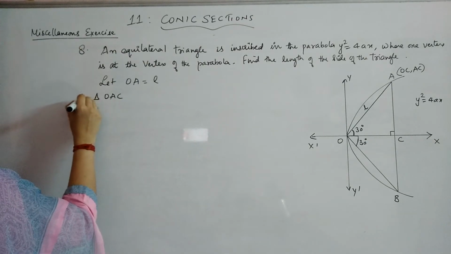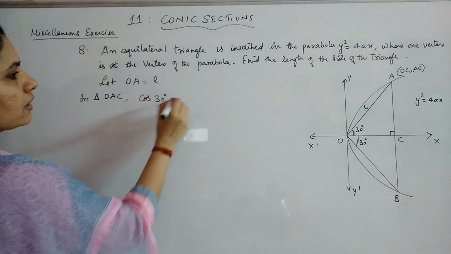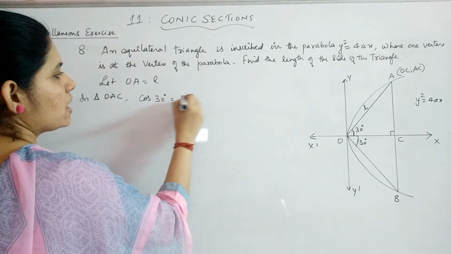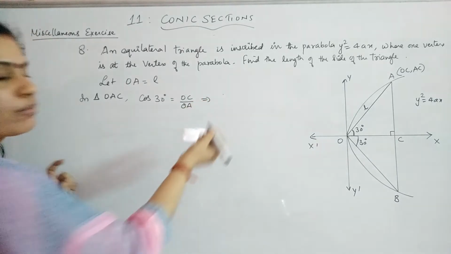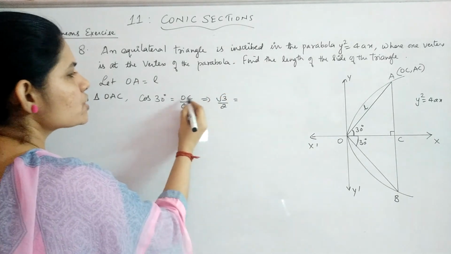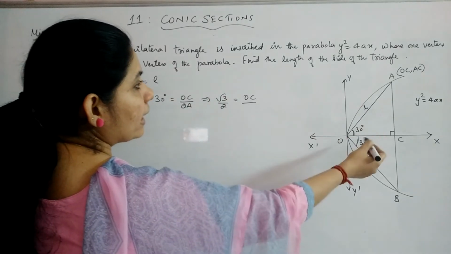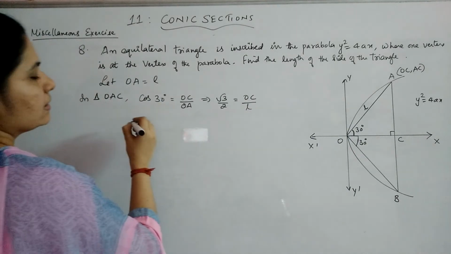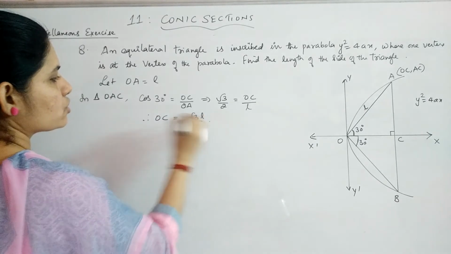Okay, so in triangle OAC, what will be cos 30 degree? It is adjacent side by hypotenuse. Adjacent side is OC, hypotenuse is OA. That means cos 30, which is √3 by 2, is equal to OC, which we don't know, by OA, which is taken as L. So from here we can find OC. Therefore OC is equal to √3 L by 2.